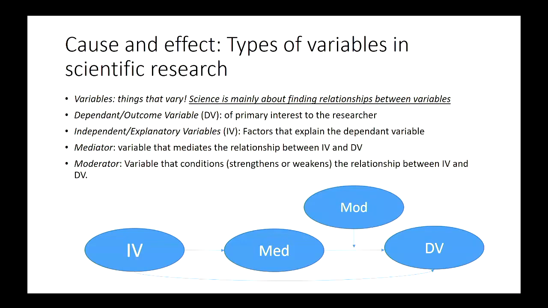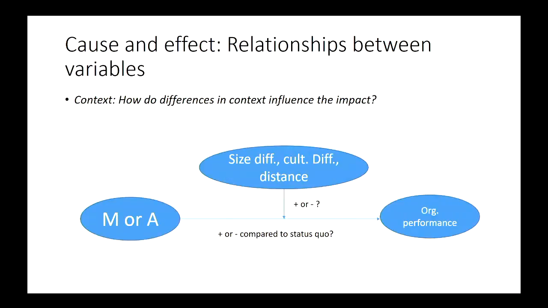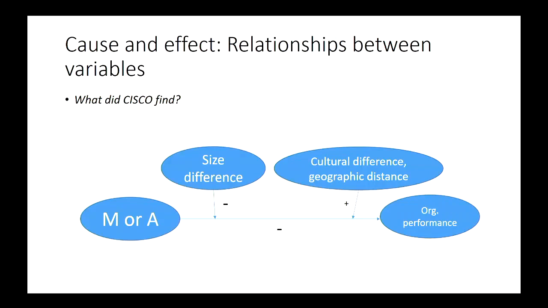Now what is this here? This is a new thing. This is what's called a mediator, a mediating variable. What does it do? It sort of goes between the independent variable and the dependent variable. It's like a mechanism, right? It tells you how mergers and acquisitions might have a negative relationship with organizational performance.